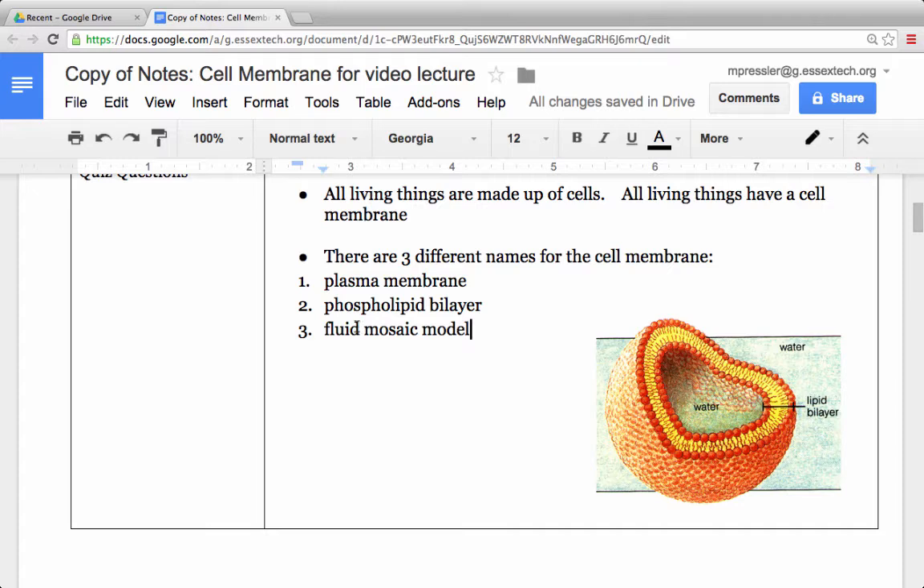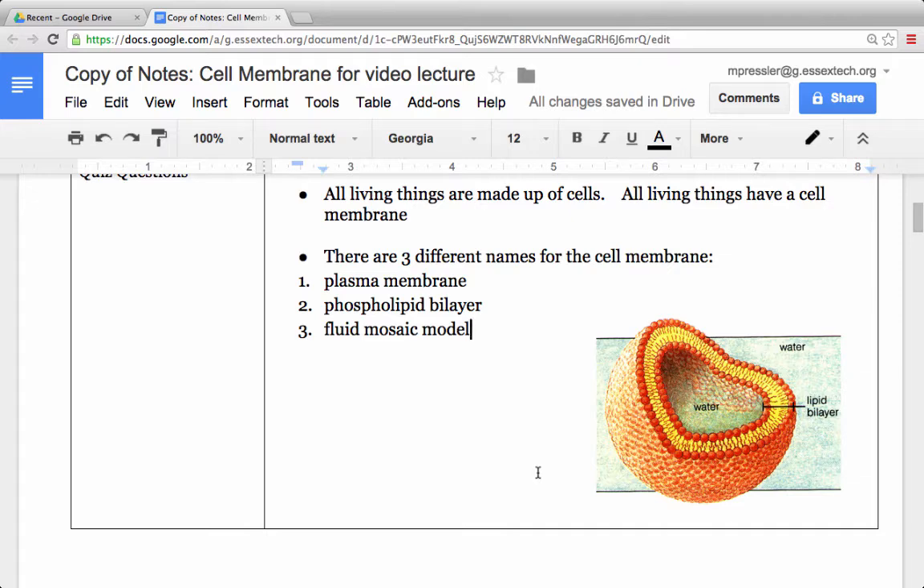Fluid means movement, and mosaic is a bunch of different little pieces put together to make up a larger piece. And that's exactly what the cell membrane is. It's a bunch of little pieces put together that are very fluid, which allows the cell membrane to work really well inside living organisms. This here is a picture of the cell, and this is the outside here. And we're going to talk about this lipid bilayer. Inside the cell is mostly water, and outside is mostly water too.